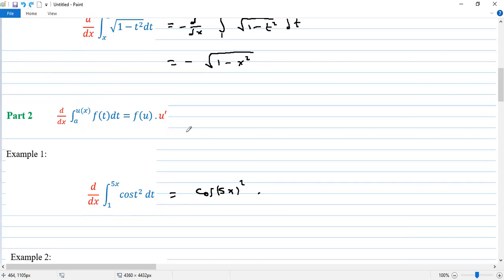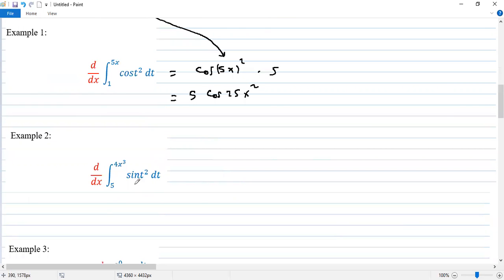What is the derivative of 5x? It is 5. According to the rule, f of u, where u here is 5x, so cosine t squared becomes cosine u. Because of the square, t squared will be 5x squared, times the derivative of 5x, which is 5. So that means it equals 5 first, then cosine of 25x squared. This is the answer.